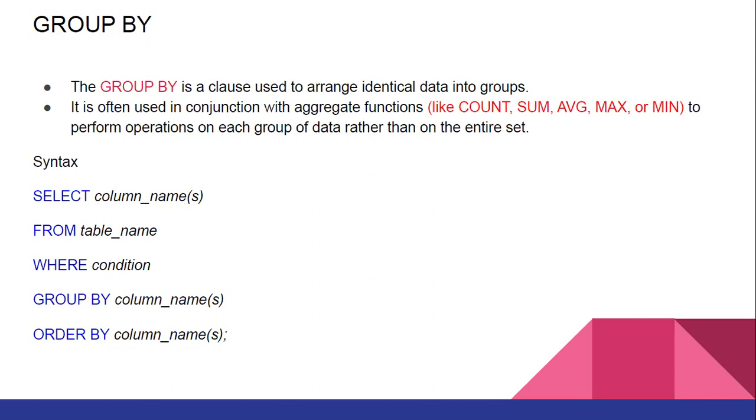Group by clause is used to arrange identical data into groups, which is used in conjunction with aggregate functions like count, sum, max or min, to perform these operations on each group of data rather than your entire set. The syntax for group by works like this: we'll first enter the select statement, then from table name, where condition, group by clause, and order by if required.